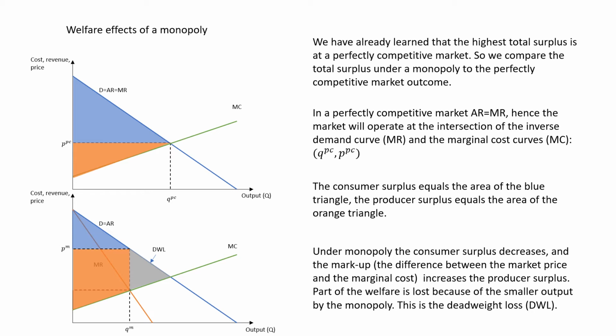Because instead of QPC, a lower quantity QM is traded in the market, some welfare will simply not be made because some of the consumers at given price will not be able to purchase the good. That means that that particular welfare is lost to the whole society. And we call this dead weight loss. So the dead weight loss here is represented by the gray triangle.